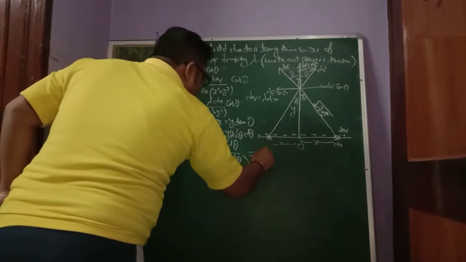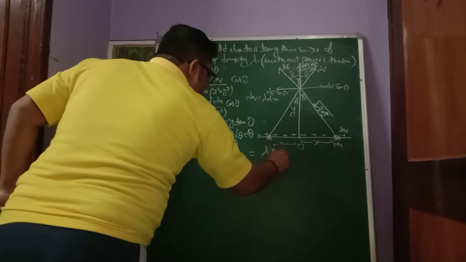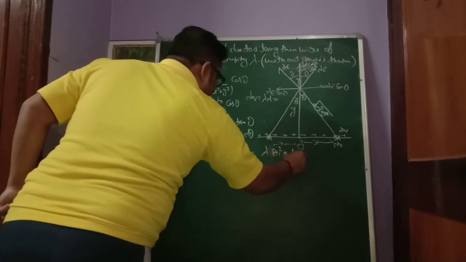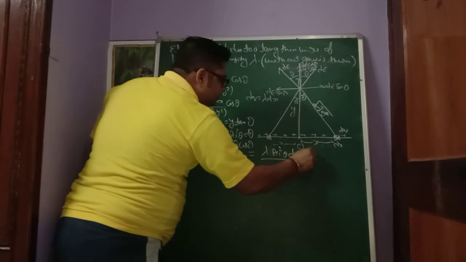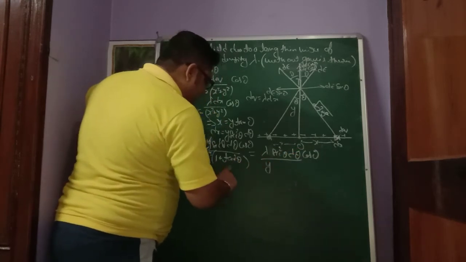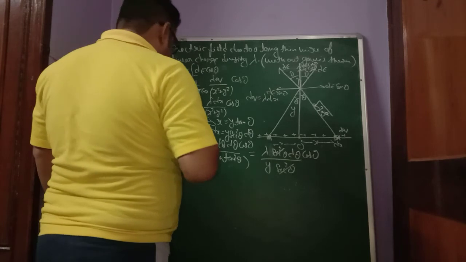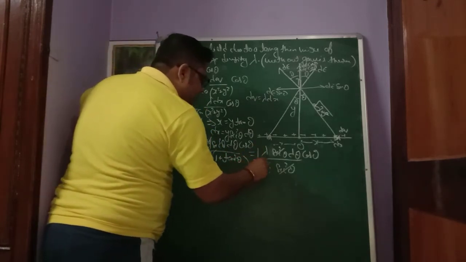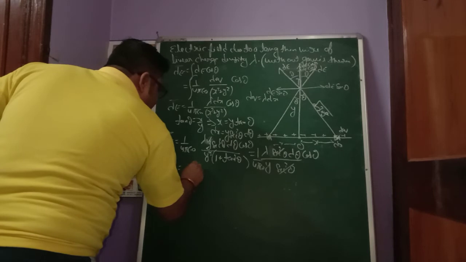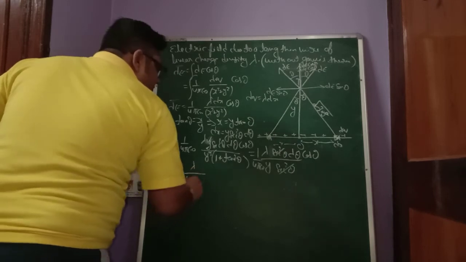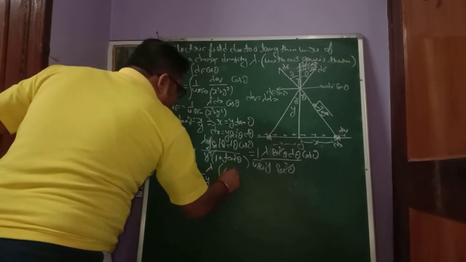Now this can be written as lambda y. This y and y get cancelled, so here it will be lambda sec square theta d theta upon y sec square theta, and cos theta also remains here. So this sec square theta gets cancelled. So dE would be equal to lambda upon 4 pi epsilon naught y, integration of cos theta d theta.